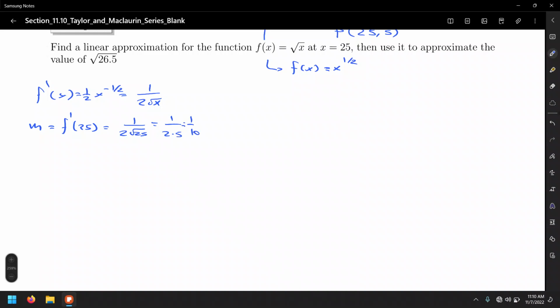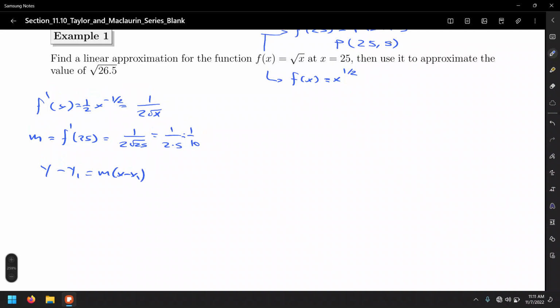So we have the two pieces of information. Let's find the equation of the line. y minus y1 equals m times x minus x1. Well, you know the drill from Calculus 1. You got the point, you got the slope, use the point-slope form, and just plug in the information that we have. So this is our y1, this is our x1. y minus 5 equals m, which is 1/10, times x minus 25.